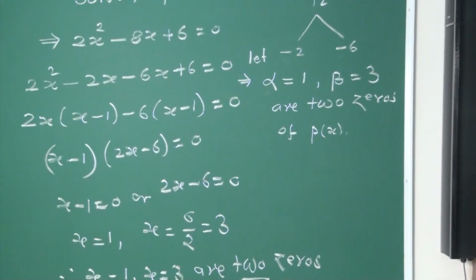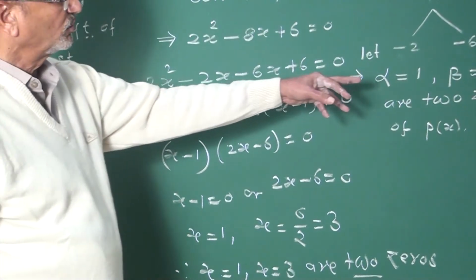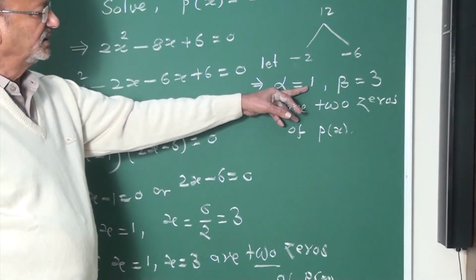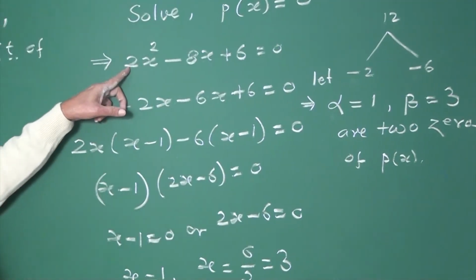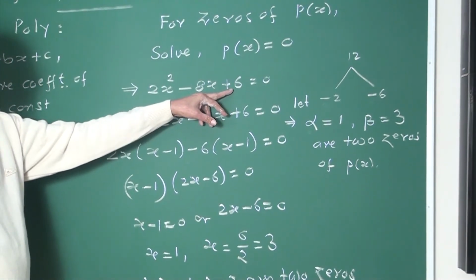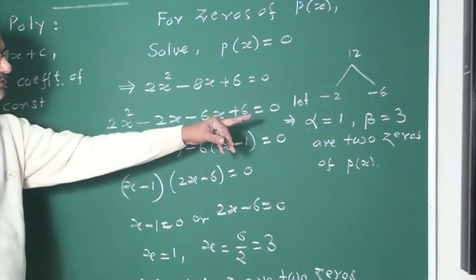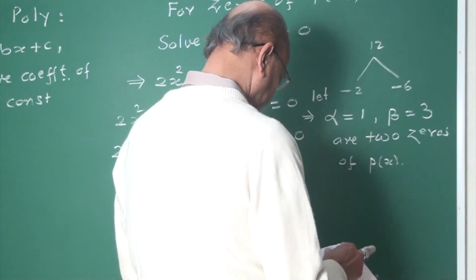Now we want the relation between the zeros and coefficients. The zeros are 1 and 3, denoted by alpha and beta. What are the coefficients here? a is 2, b is minus 8, c is 6. We want to find the relation between these. Those relations we go with.